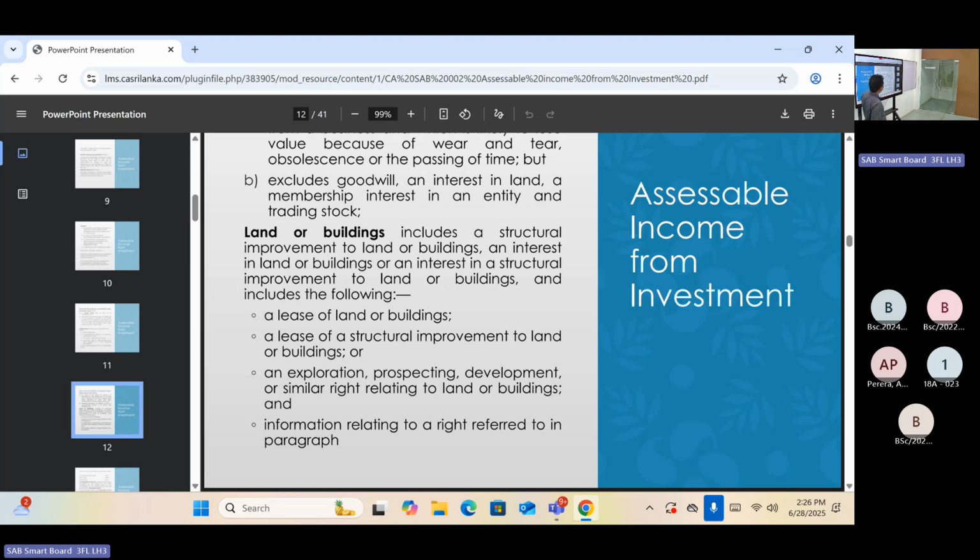Right? And an interest in a land or building, or interest in a structural improvement to land or building, includes the following: a lease of land or building, a lease of a structural improvement to the land or building, and exploration, prospecting, development, or similar right related to the land or building, and information related to the right. Any lease, ownership or right to the land or building is also coming under the land or building. Structural improvement, exploration, prospecting, or development, similar rights, and information also connected to the land or building are also considered as land or building.